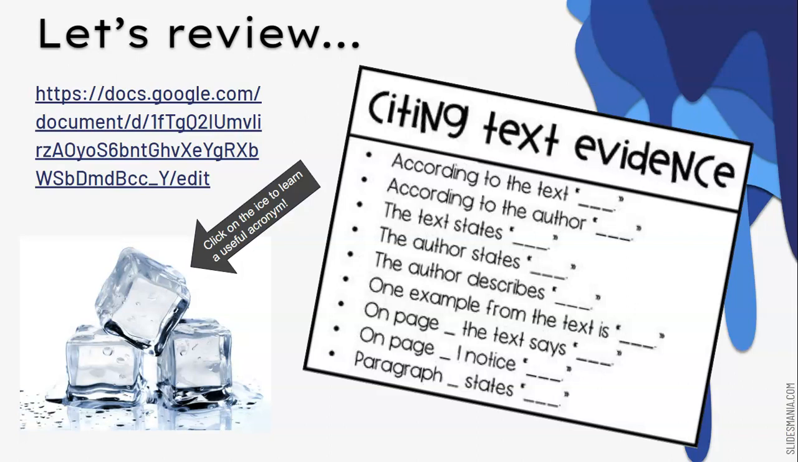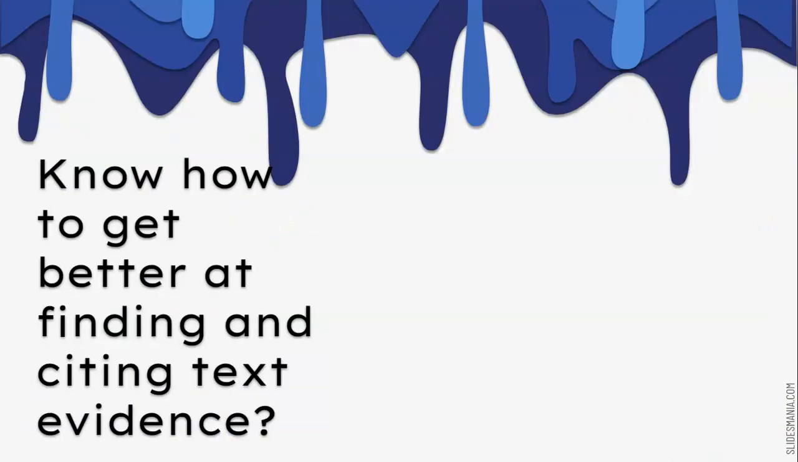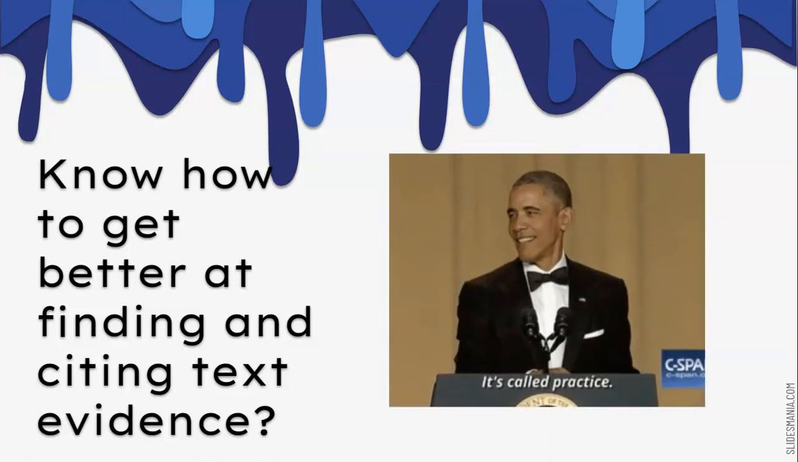Otherwise, sometimes it can feel like you're just airdropping a piece of text evidence with no context, and that's not going to make it very easy for your reader to understand. So when you open this presentation, click on that link and see the little graphic that'll pop up about the ICE acronym. So the best way to get better at finding and citing text evidence is practice.